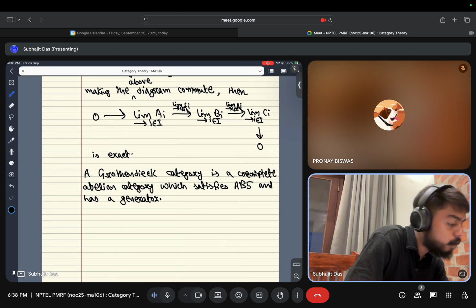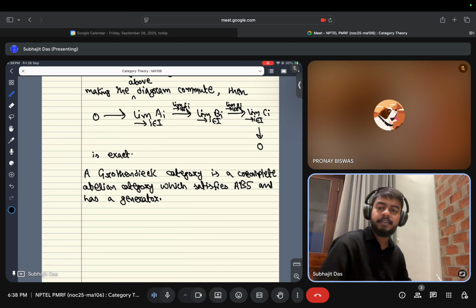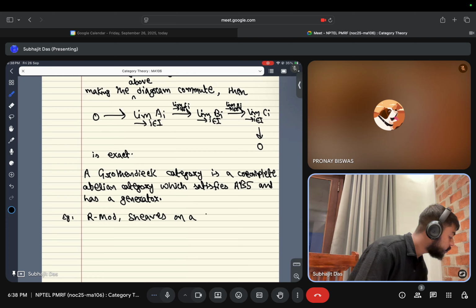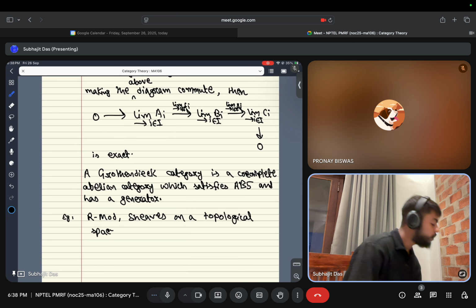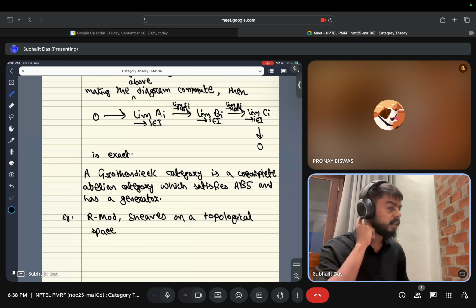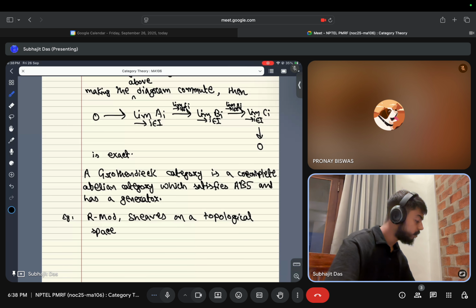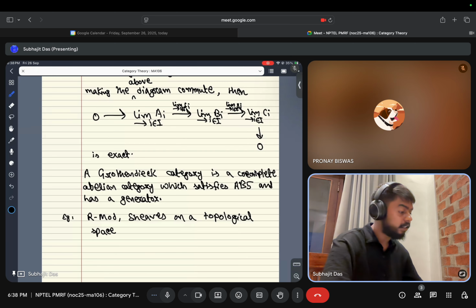Okay, so this is all about Grothendieck categories, and examples I'm pretty sure we have seen. The most important examples are categories of R modules, R mod for a ring R. Even more important are sheaves on a topological space, and something even more general, which we'll probably see in the last lecture maybe: sheaves on a Grothendieck site, etc.